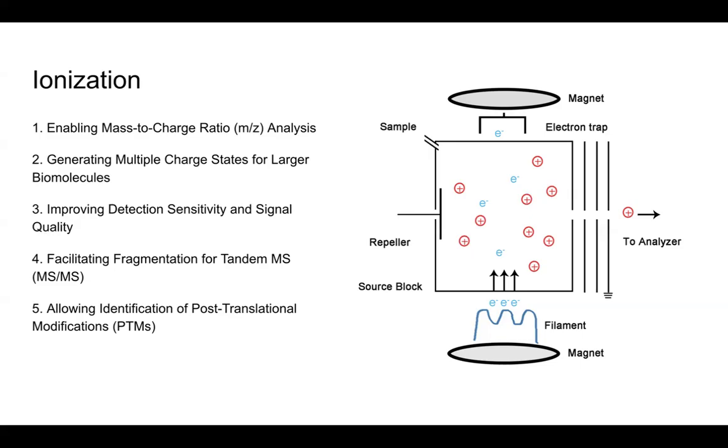And then lastly, ionization allows us to identify post-translational modifications. So again, when a protein has post-translational modifications, this can add or change the mass of our peptides. So since each modification, whether it's phosphorylation or glycosylation, changes the peptide's mass, the resulting ionized peptide displays a distinct mass-to-charge ratio that can be identified and then analyzed. So this enables researchers to determine not only the peptide sequence, but also important functional modifications that affect protein behavior.